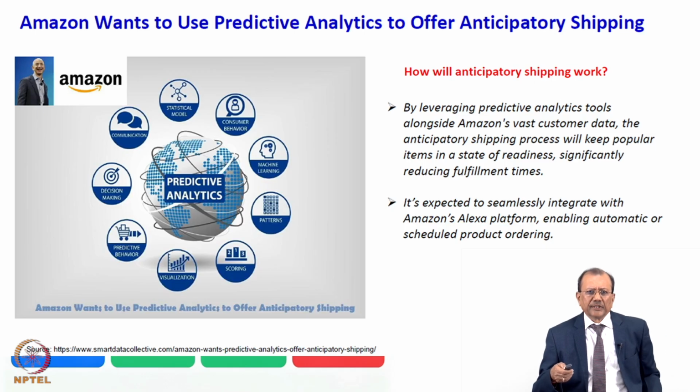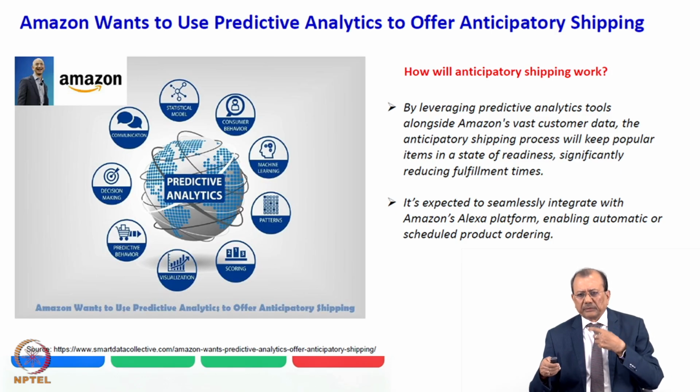How Amazon is using predictive analytics to offer anticipatory shipping. By leveraging predictive analytics tools alongside Amazon's vast customer data, the anticipatory shipping process will be in a state of readiness. So they use predictive analytics to predict that orders of this kind of product will happen in the next 1 month, and in what quantity. Depending upon how the product is being sold on their platform, they will predict that such and such product is likely to be sold in so many numbers, and accordingly they will try to keep that quantity in their warehouses. That is a part of their fulfillment scheme.